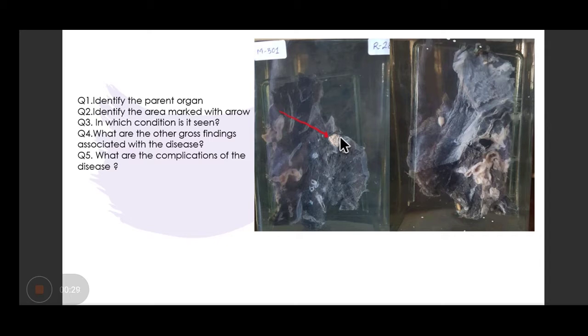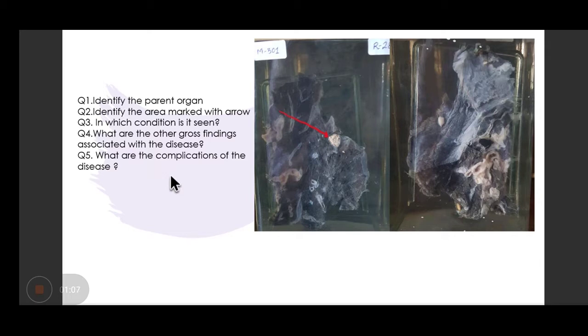Now these are the commonly asked questions, but after Ghon's focus, the next thing which will be asked would be the Ghon's complex. Then you would tell what the Ghon's complex is. So can anybody tell me what is Ghon's complex? It is Ghon's focus with what? Yes, that is the Ghon's complex. Yes, correct.